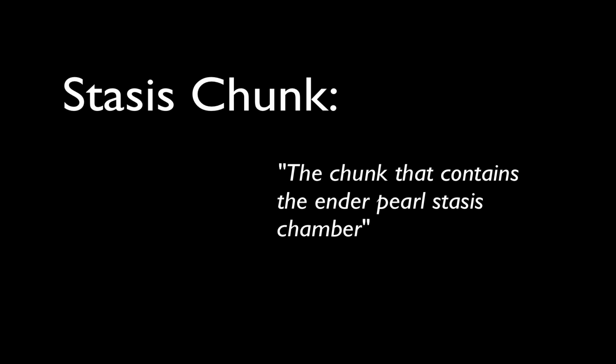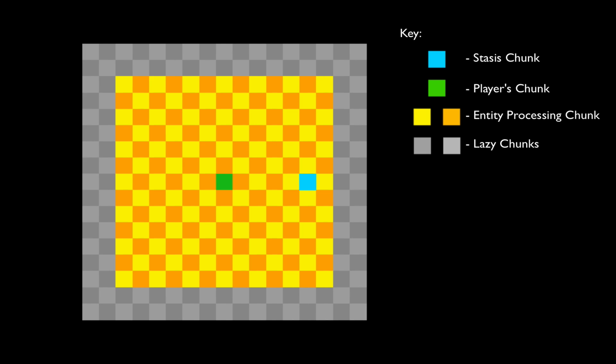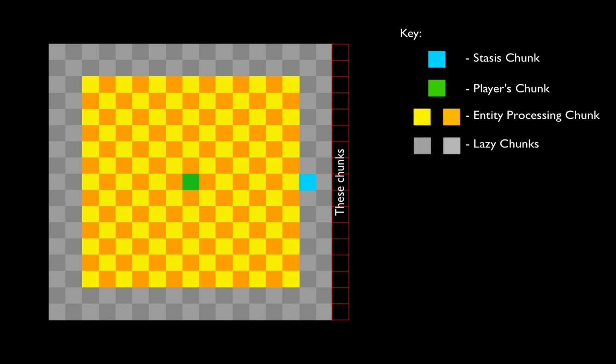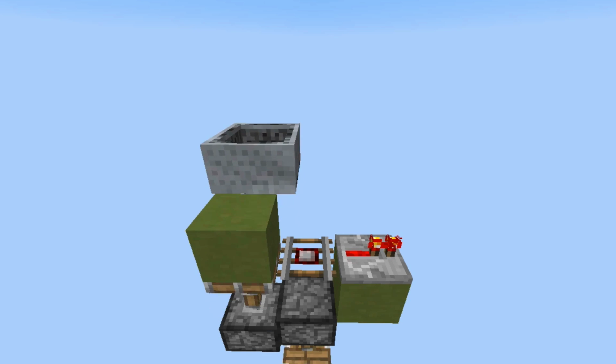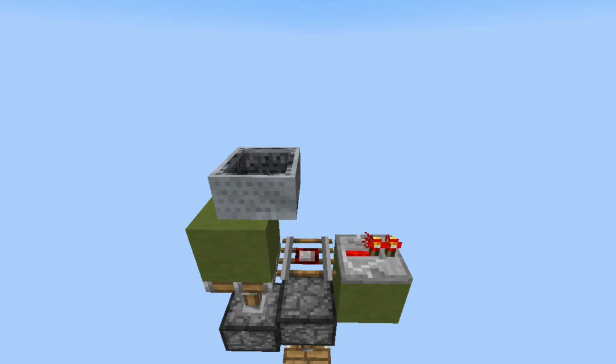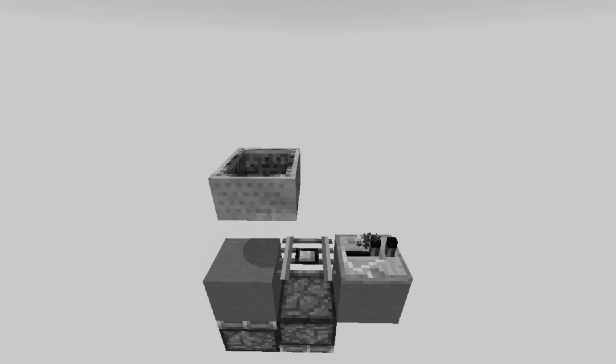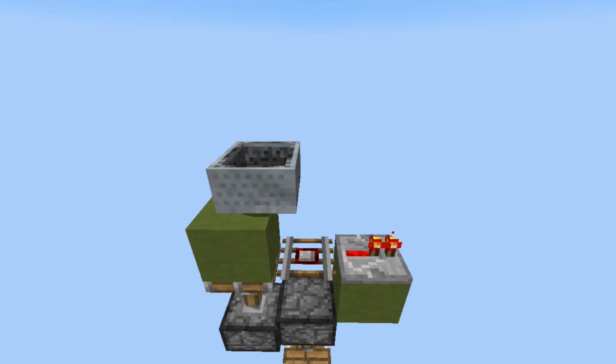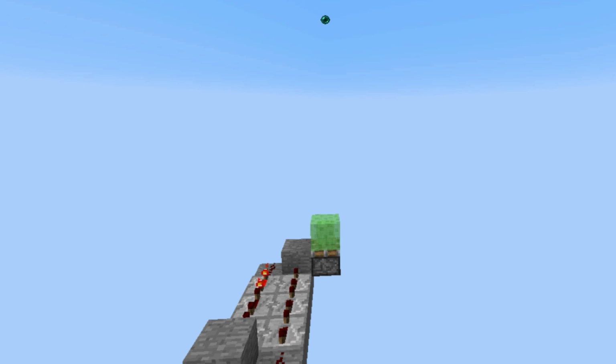For explanatory reasons, we will now call the chunk that contains the Enderpearl stasis chamber the stasis chunk. Ideally, we would have a system which detects when one of the chunks, 2 chunks out from the stasis chunk, unloads. This will probably be the fastest way of detecting when the stasis chunk becomes lazy. It is also possible to use moving entities to detect when the stasis chunk itself becomes lazy, though this may increase instability. After detecting whether or not the chunk is lazy, we would want the timer to completely stop.